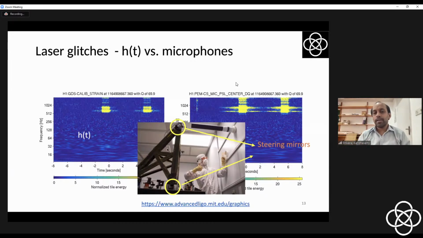So that's how a coupling of the acoustic signal to the laser light transforms into a fluctuation that we see at the output port. So this coincidence between this microphone and the HFT channel suggests that whatever we were seeing is just coming from the environment. So we basically neglect it for analysis.